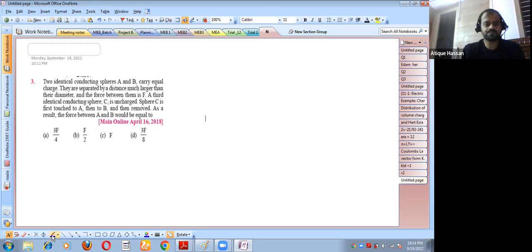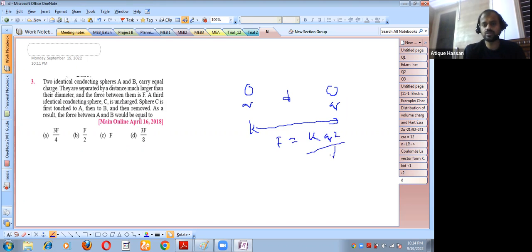The same concept will be applied. Here see, it says two identical conducting spheres A and B carry equal charges. Suppose charges are Q and they are separated by distance much larger than their diameter, and the force between them is F. So suppose initial separation is D. According to the question, F is equal to K Q square by D square, right?